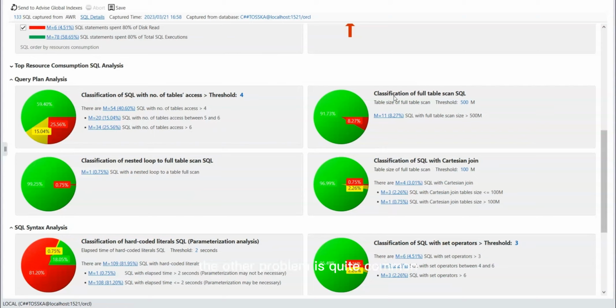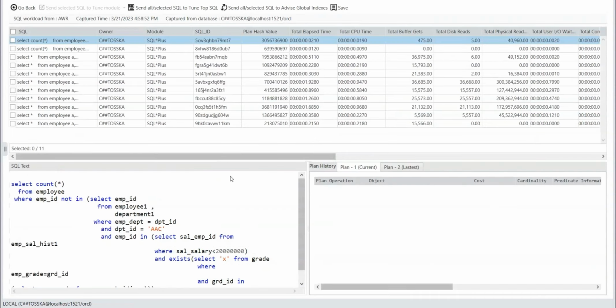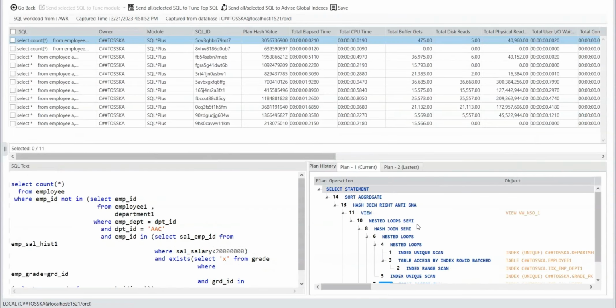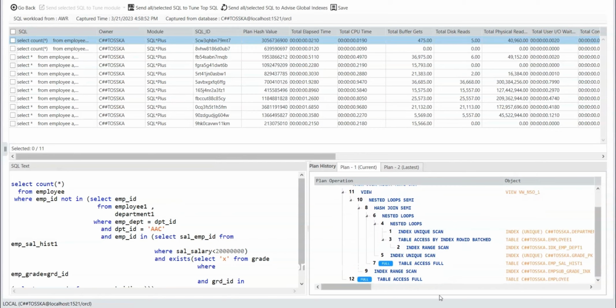The other problem is quite common. It is to pinpoint SQL statements with full table scan. For example, there are 11 SQL statements with full table scan with more than 500 megabytes table size. So you can check whether it is necessary to have a full table scan SQL statement like this. Okay, for example, this one with full table access for the employee table.